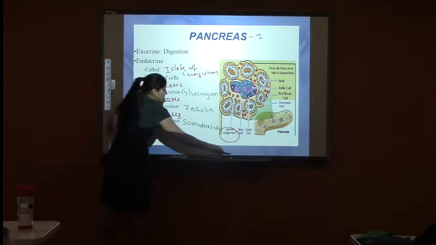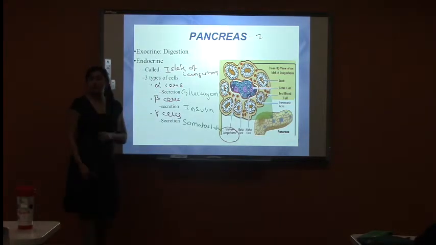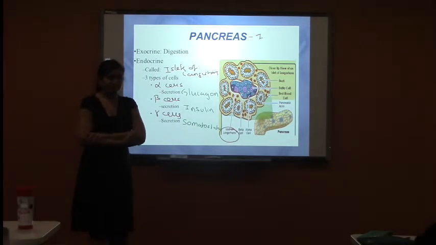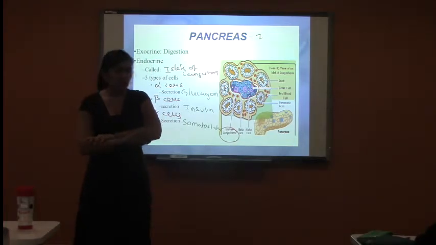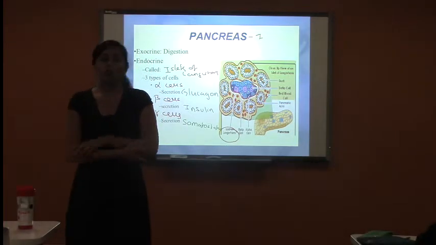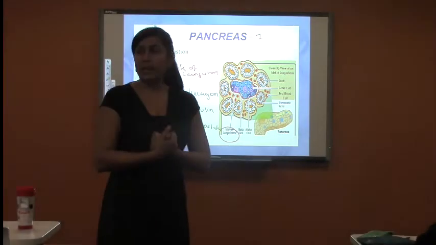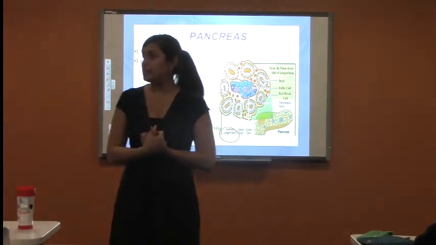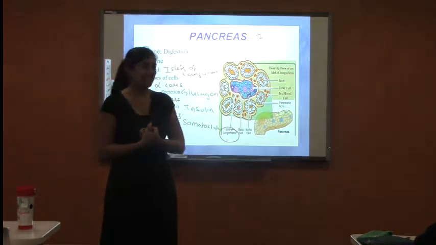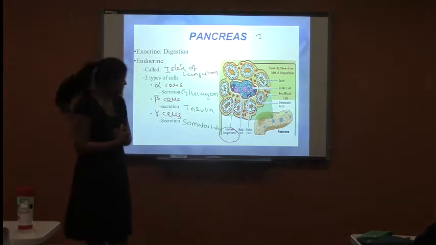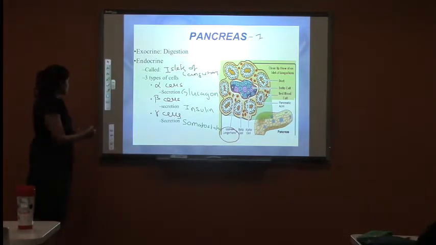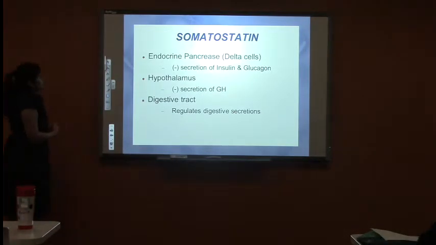Somatostatin. Yes, somatostatin was also released by the hypothalamus. Okay? That's all I'm going to say. So, islets of Langerhans has three cells, alpha, beta, and delta. Alpha secretes glucagon, beta secretes insulin, delta secretes somatostatin. Okay?